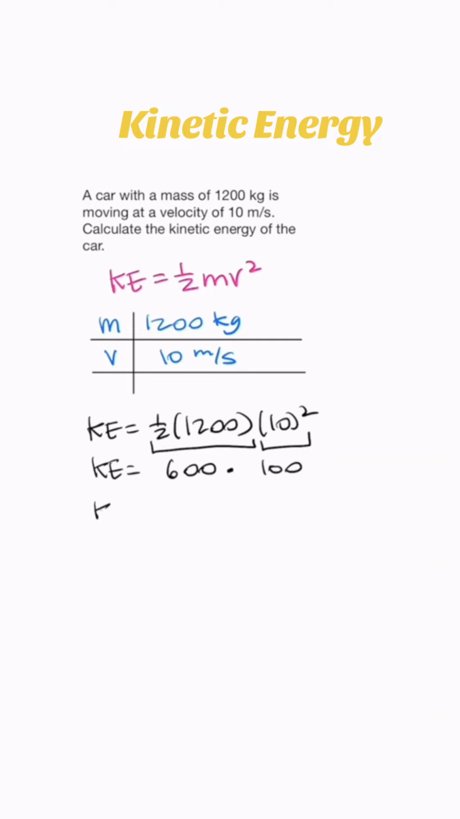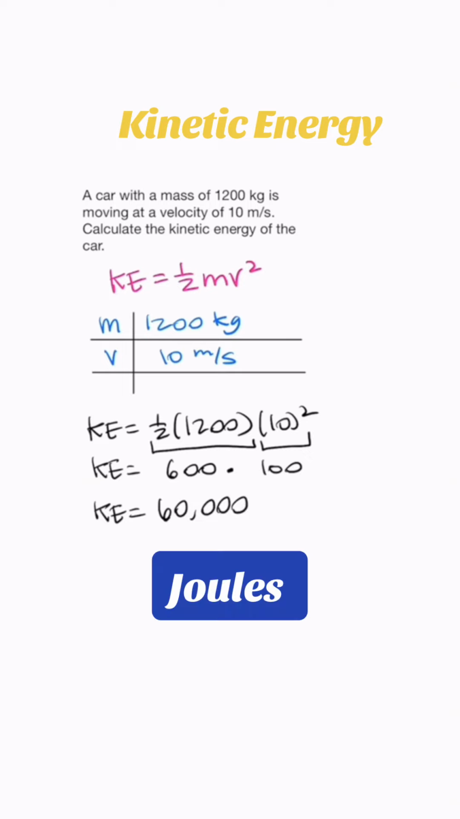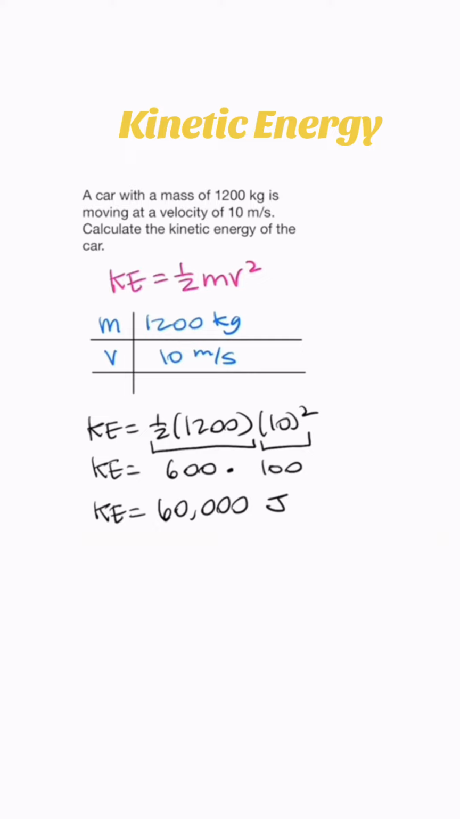Now we have KE equals 60,000. And the units for energy are joules, so let's put a J for joules right here. The final answer is 60,000 joules.